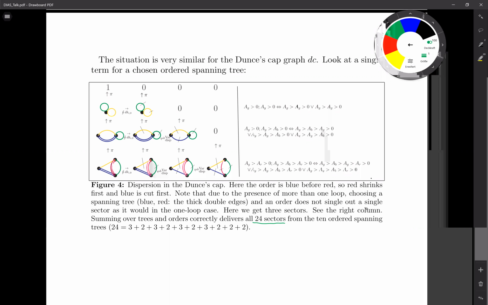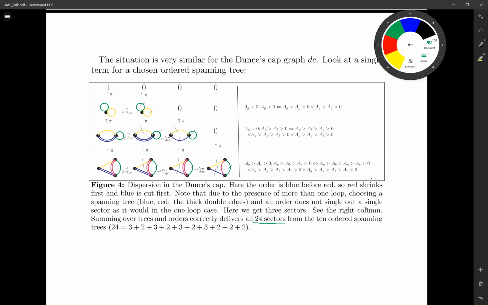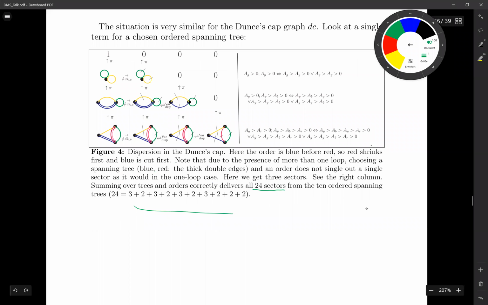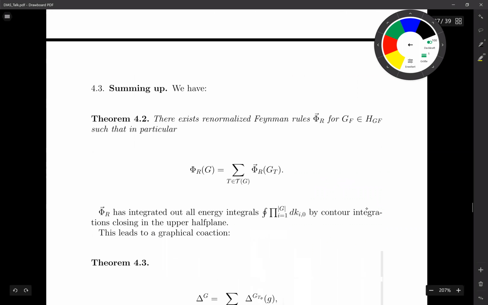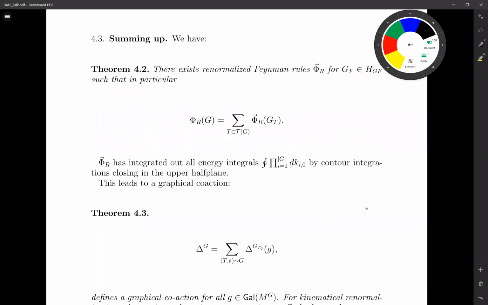You have 5 spanning trees in the graph, and 2 sectors coming, which 2 edges in the spanning tree are larger and smaller. So you have to actually ask yourself how the 24 sectors decompose over these ordered spanning trees, and you can work that out. It's in a recent paper, and actually then come a couple of results which are important for physicists maybe.